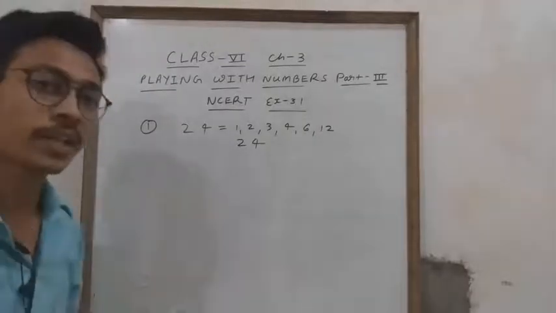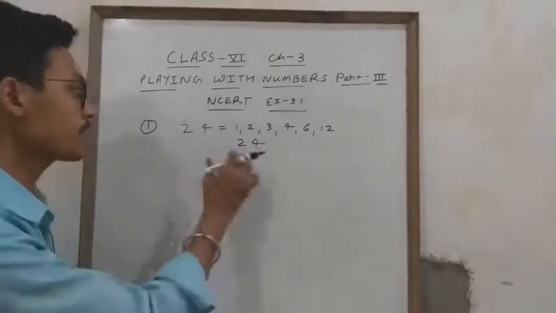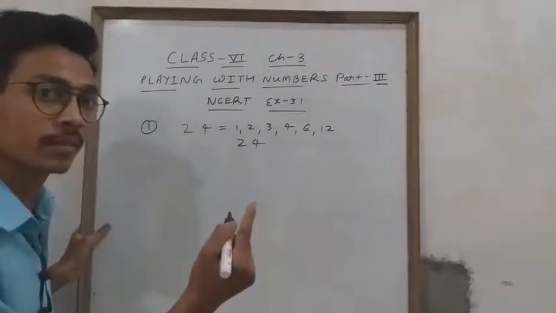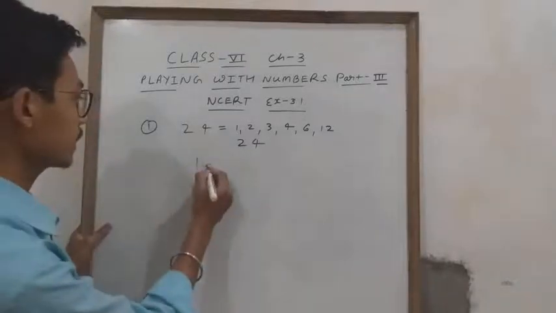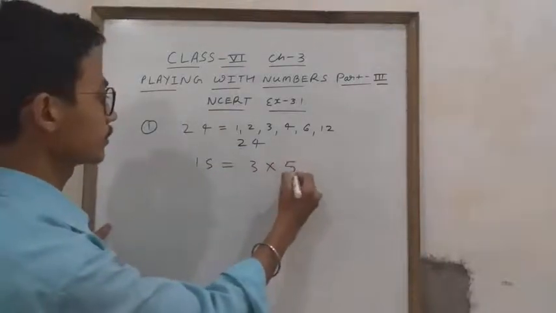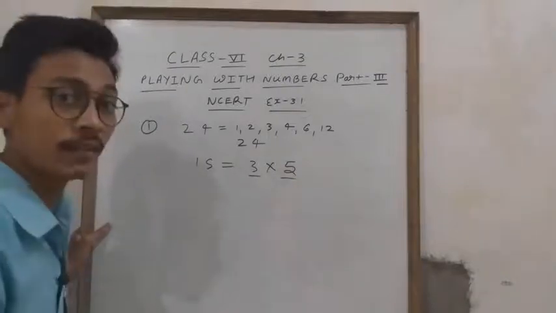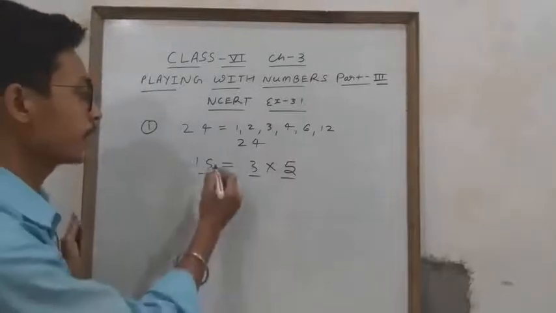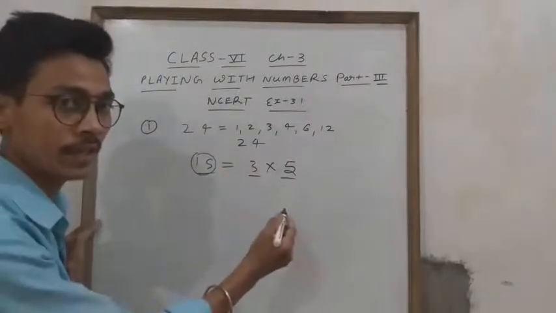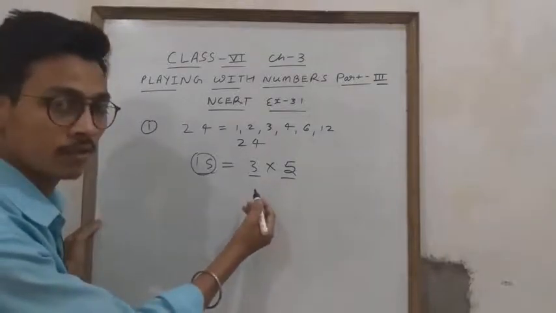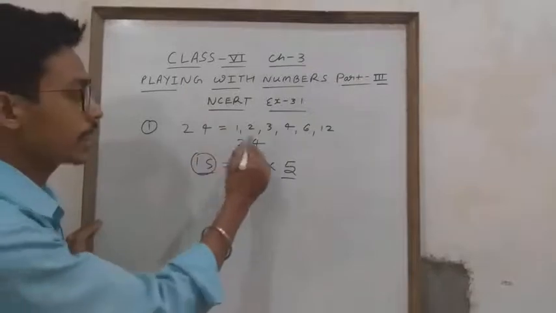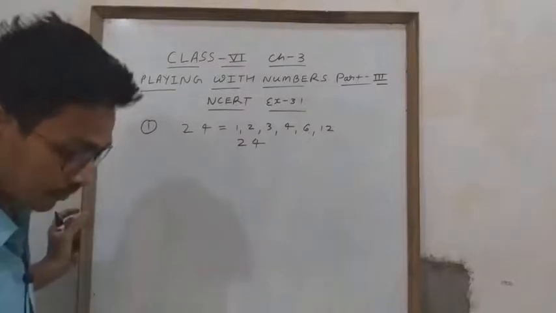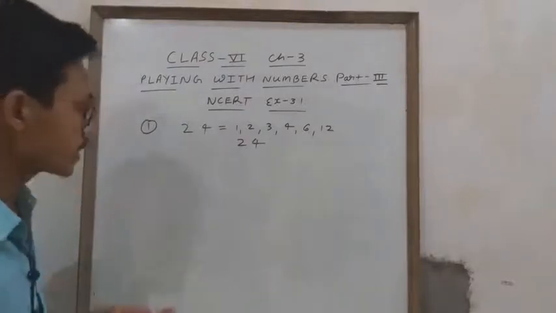Okay. What is the difference between factors and multiples, students? Factors means the numbers which divide the number totally. And for multiples, I will explain: like 15 equals 3 multiplied by 5. So 3 and 5 are the factors of 15 because they divide 15 properly. And 15 is the multiple of 3 and 5 because 15 will come in both the table of 3 and the table of 5. So 24 is the multiple and these are the factors. So the first question is done, factors found.